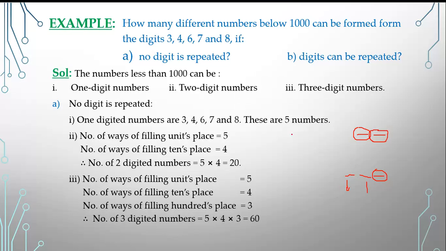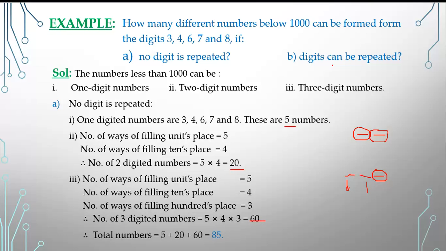So in total we have 5 ways to make the 1 digit number, 20 ways to make the 2 digit number, and 60 ways to make the 3 digit number. Here we have to find the number of different ways less than 1000. So it may be either a 1 digit number, or a 2 digit number, or a 3 digit number. So the total number of ways is this plus this plus this, right? So here we use the sum rule. 5 for the 1 digit number, 20 plus 60, so that is 85 ways. Clear how to use the product rule and where we use the sum rule?